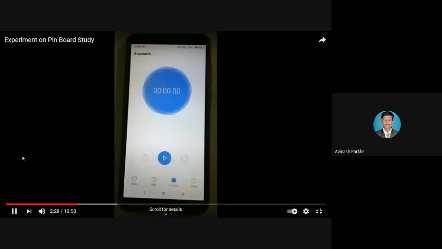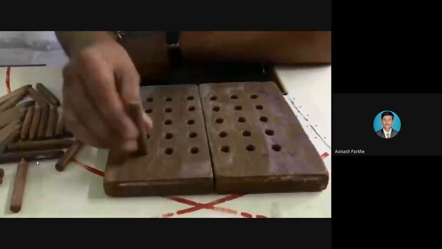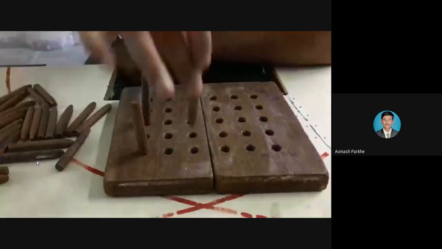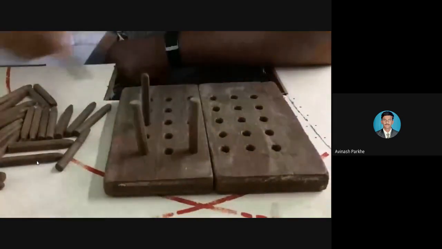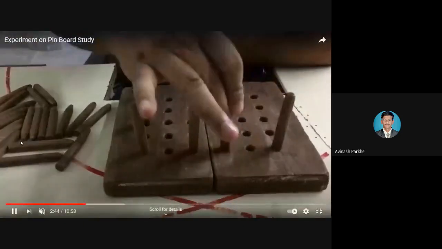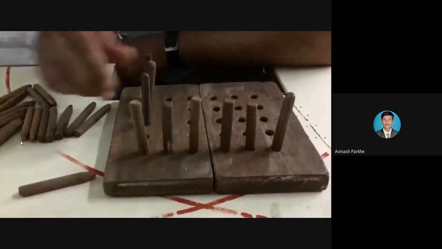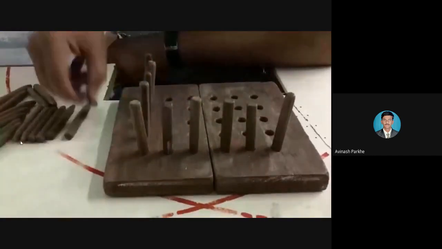So this is the stopwatch which is available on our mobile phone. Once we have started the stopwatch, you have to start your experiment also. So let us see. I am using only my single hand. I am using the single hand only to insert the pins. My one hand is totally stationary. Only one hand is in working condition. You can see in the video.